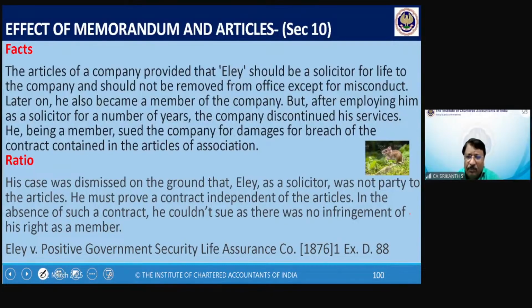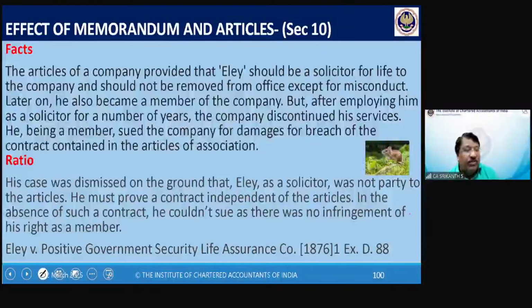In the Exchequer Division, 1876 case, they dismissed the case on the grounds that Eley was filing the suit not as a member, but as a solicitor. As a solicitor, he was not a party to the articles. As a member, he was, but there had been no violation of his rights as a member.